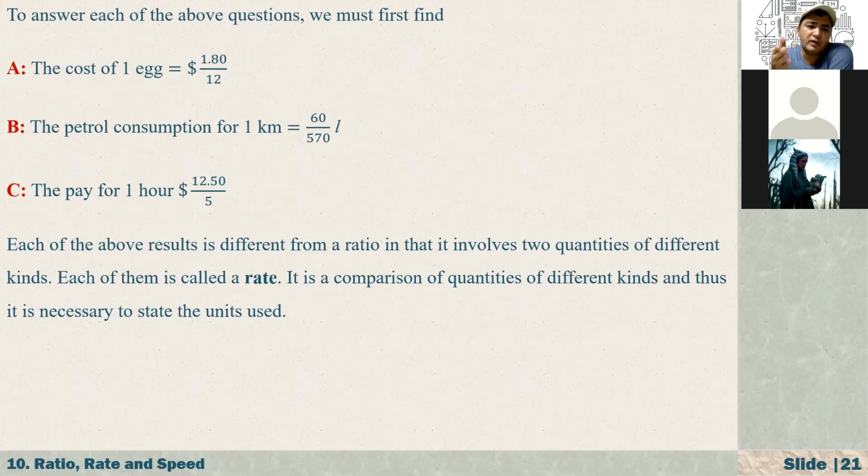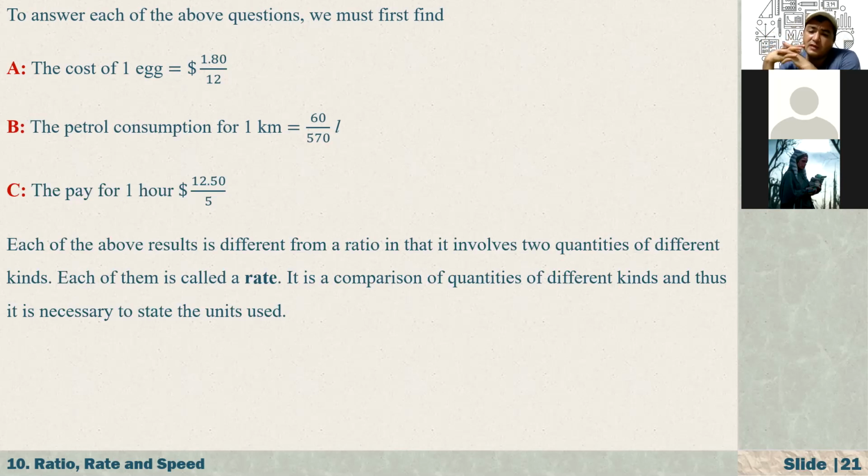As you see here, the first one, number of eggs with dollar, right? The money. The second one is the distance traveled by the amount of petrol, right? And the third one is number of hours to the amount of money. In each case, the units are different. So each of the above results is different from a ratio in that it involves two quantities of different kinds. Each of them is called a rate. It is a comparison of quantities of different kinds, and thus it is necessary to state the units used.